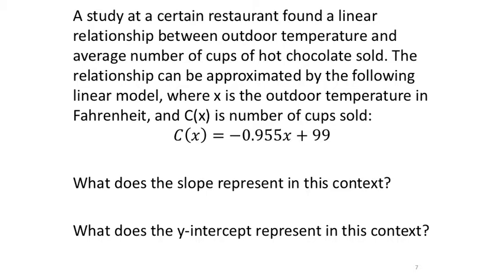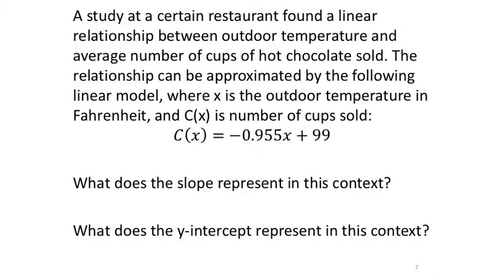The relationship can be approximated by the following linear model, which is just the function, by the way. Linear models, of course, we know can be shown as graphs, but they can also be shown as straight equations or functions like this. So X is the outdoor temperature, in Fahrenheit, by the way. And C of X is number of cups sold. So C for cups, X for Fahrenheit.